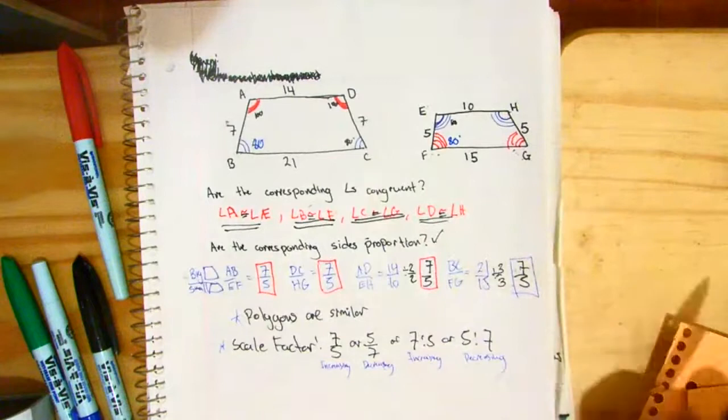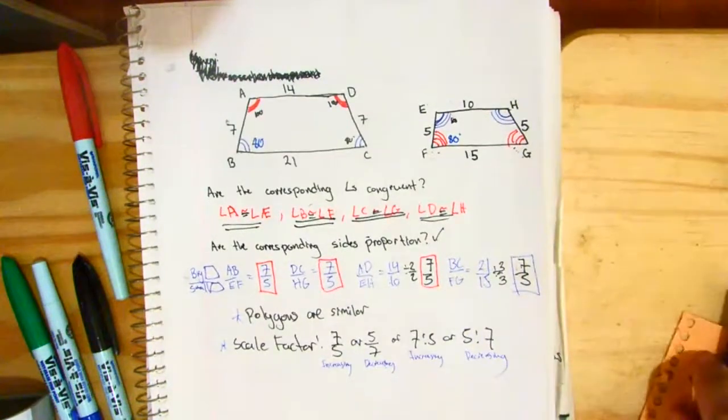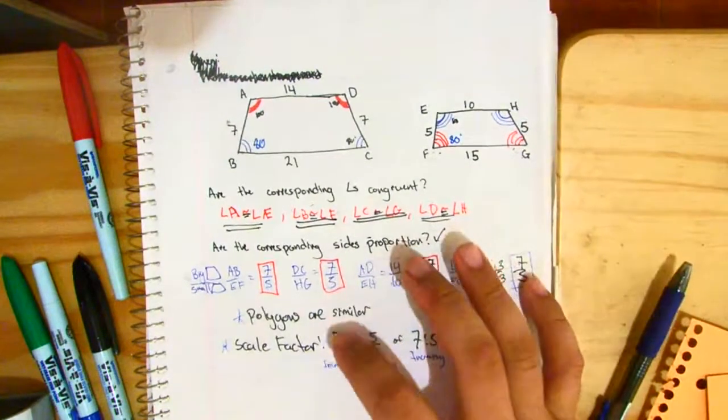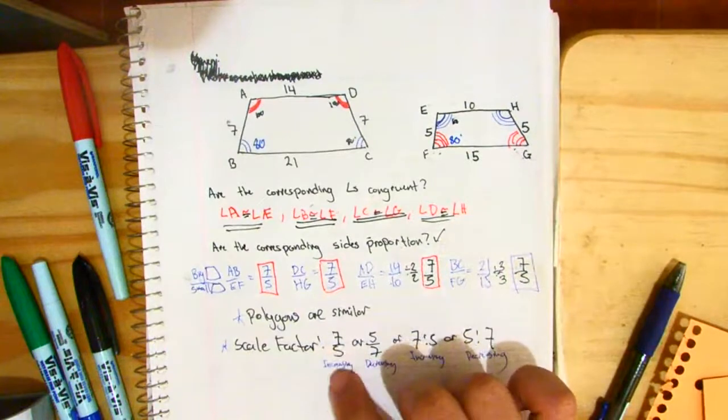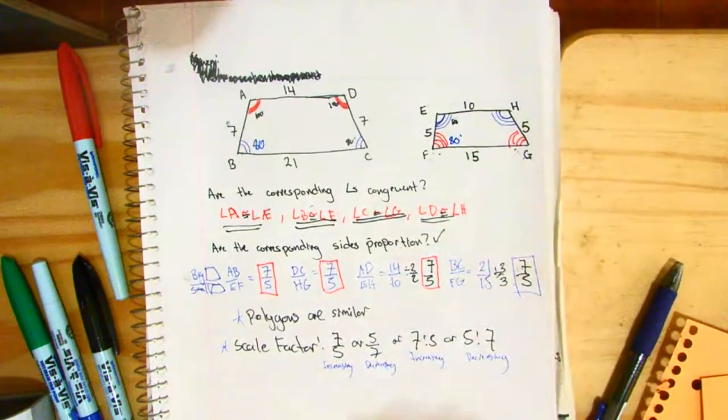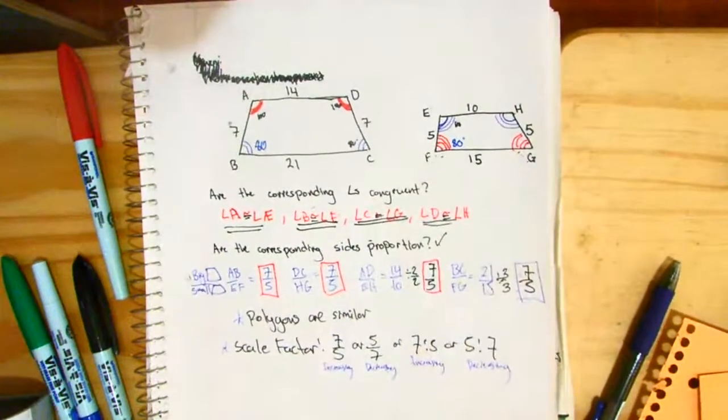I don't want to draw it again, because I think if I draw too much, you'll probably get confused. Just notice that when the numerator is larger than the denominator, then it is increasing. Whenever the numerator is less than the denominator, then it's decreasing.